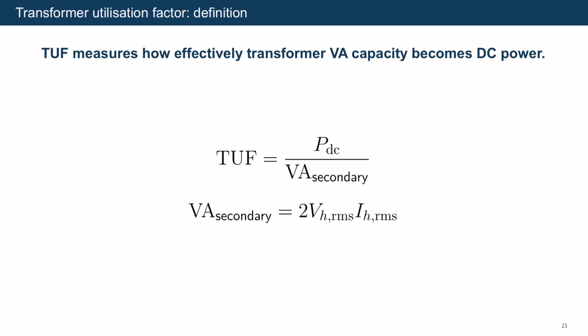Transformer utilization factor, or TUF, is the DC load power divided by the transformer volt-ampere rating. For the center-tapped secondary, each half winding carries current for only one half cycle. We must therefore calculate the RMS current in each half winding and combine the two half winding VA contributions.